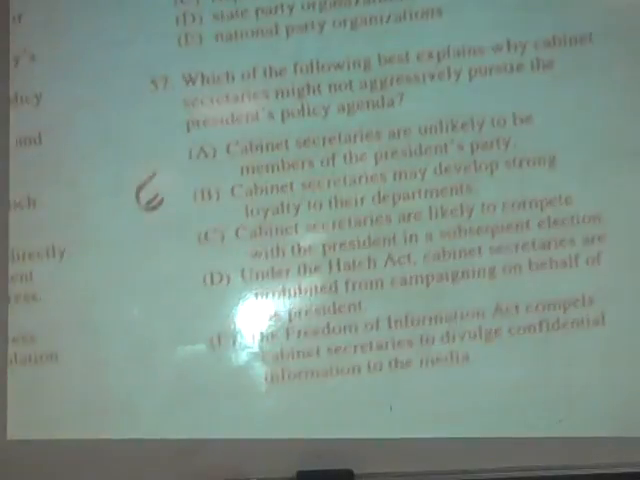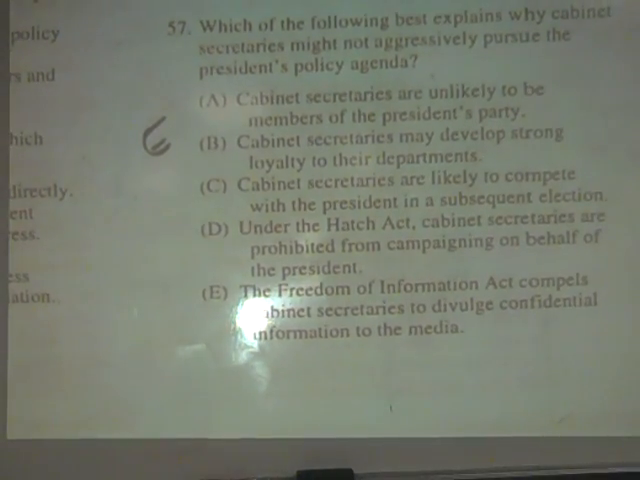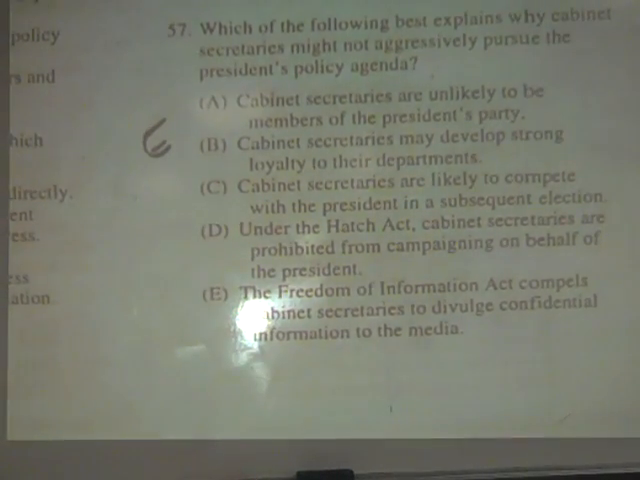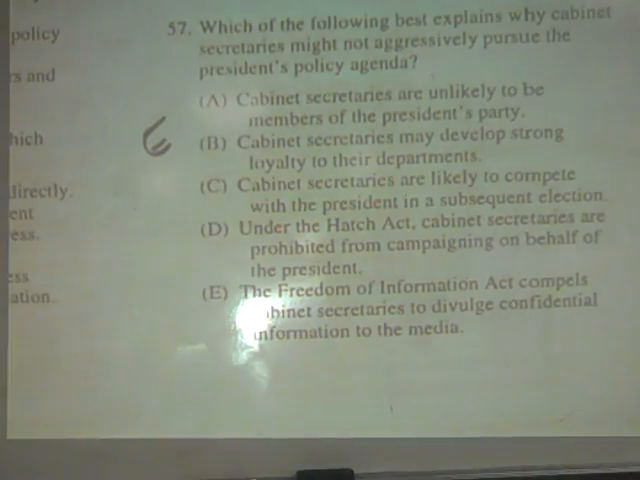Which of the following best explains why cabinet secretaries might not aggressively pursue the president's policy agenda? Remember, they don't see him every day. They have their own goals. They have their own department to run. So, cabinet secretaries are unlikely to be a member of the president's party. That's not necessarily true. They're very likely to be a member. He typically appoints his own people from his own party. Not 100% of the time, but that's normally true.